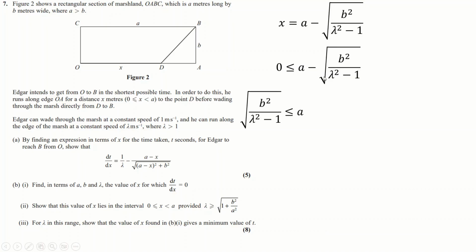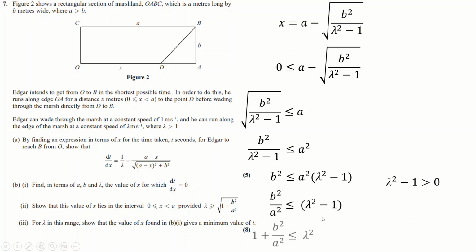We'll rearrange. We'll square both sides, I guess. We'll times across there, we'll divide by a squared. I'm allowed to do that because this thing is greater than 0, because lambda is greater than 1, which makes that greater than 0, so when I times by that, I don't change that sign. Divide by a squared, plus 1, and I'll get this condition, which is, I think, when I square root, of course. When I square root, I get this, which is what they wanted me to get.